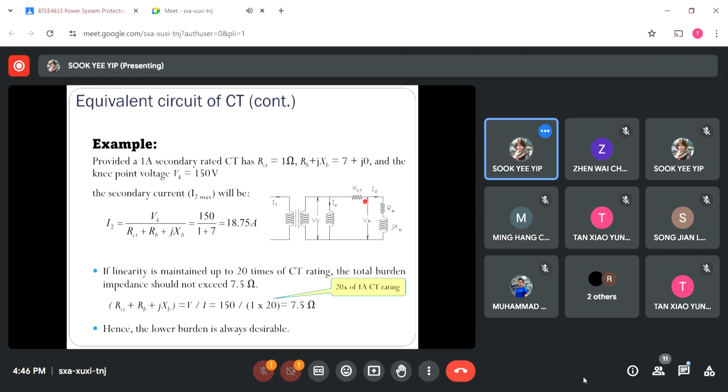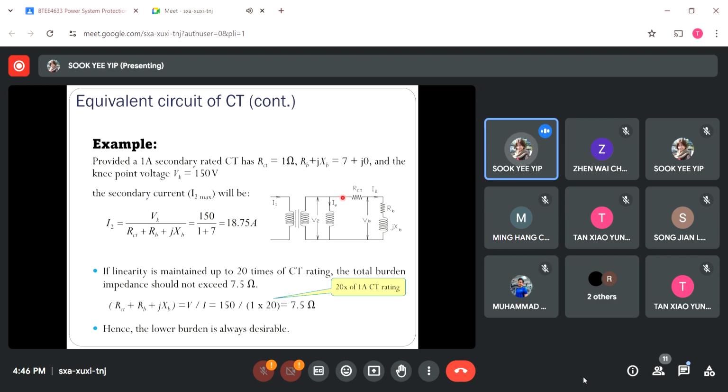So including the 1 ohm from the internal winding resistance added with 7 ohm coming from this burden. Let's say this is a relay. The relay is pure resistance. So 150 divided by 8. So you know that the maximum current that can flow with this connection, with these burden numbers here, is 18.75 amp. Okay? So what happens?